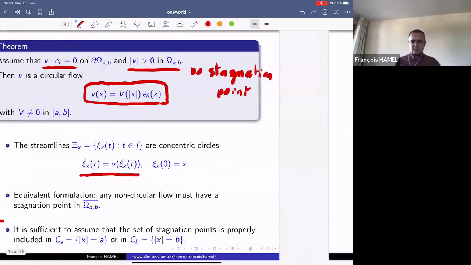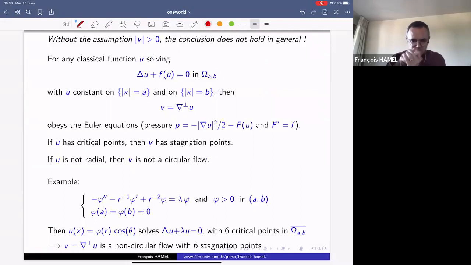Okay, so let me first comment on this assumption. Without this assumption that the flow has no stagnation point, the conclusion does not hold in general. It was easy to get counterexamples, and a class of counterexamples is given by considering this family of semilinear elliptic equations in the domain omega AB.